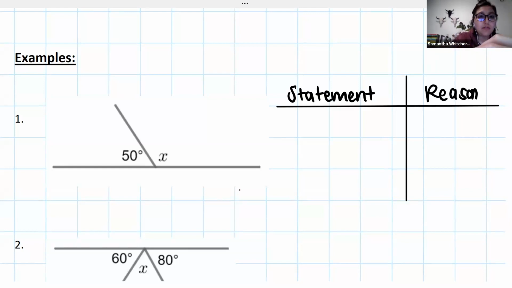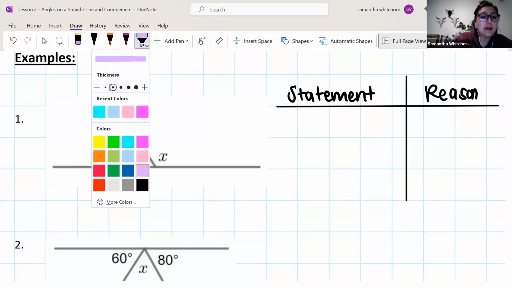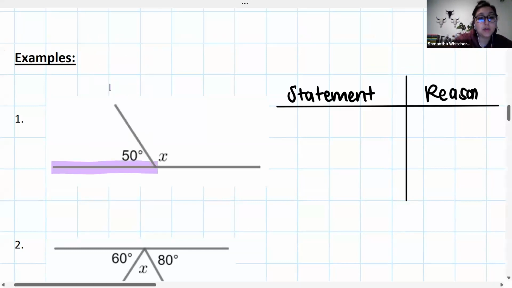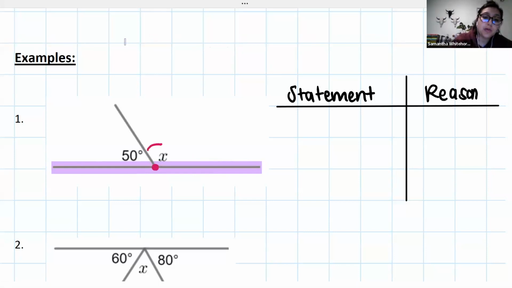So if I look at my first diagram here, what I see is that I have got two straight lines, but importantly, this bottom straight line is the line I'm concerned with. The reason for that is because I see I've got a common vertex to both the angle X and the angle 50. So because there's a common vertex here, and because we've got a straight line, that's telling me that I'm probably going to use angles on a straight line or supplementary angles.